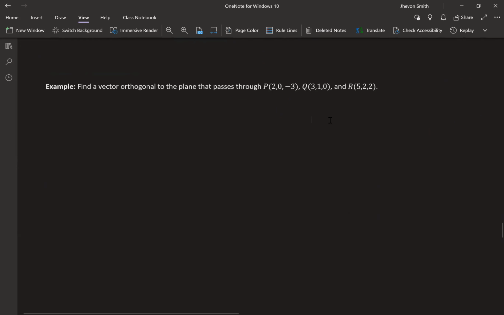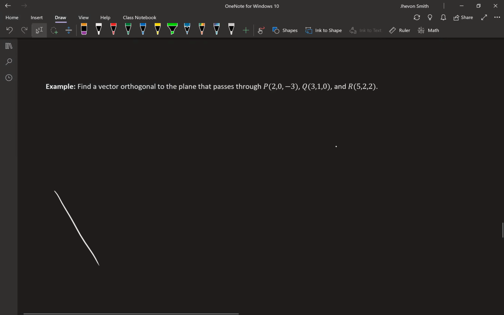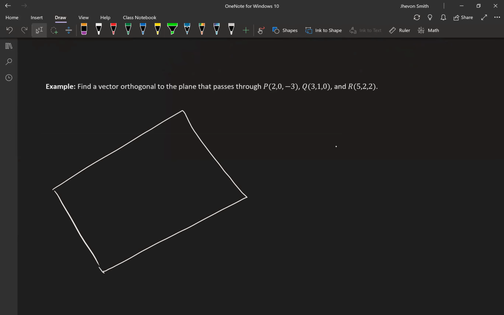Okay, so here is the idea. I have a plane, and I know in that plane there are 3 points. There's a P, there's a Q, and there's an R. I want to find a vector that's orthogonal to this plane. I want this guy. The idea is how we would go about finding such a vector.